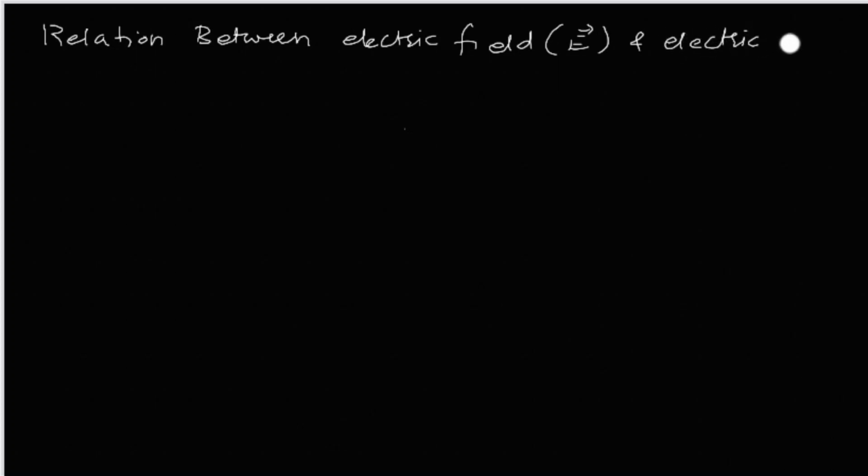Hello students, today we are learning the relation between electric field, which is always denoted by E, and electric potential, which is denoted by the letter V.